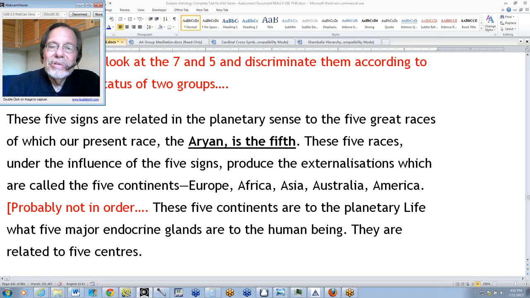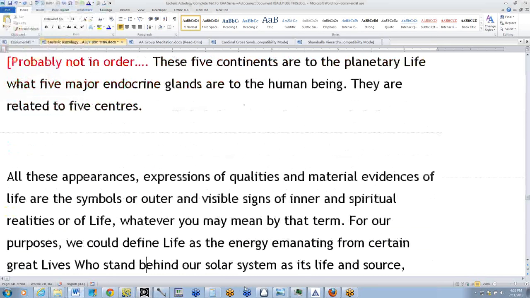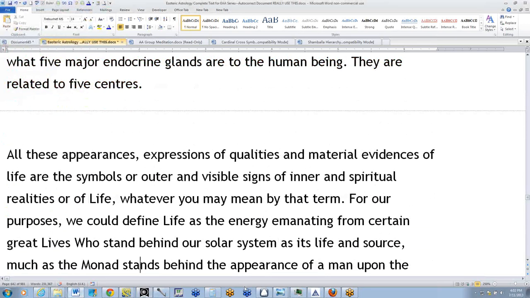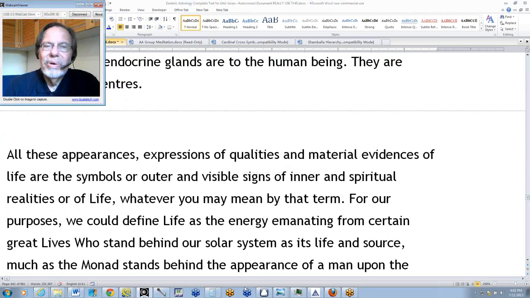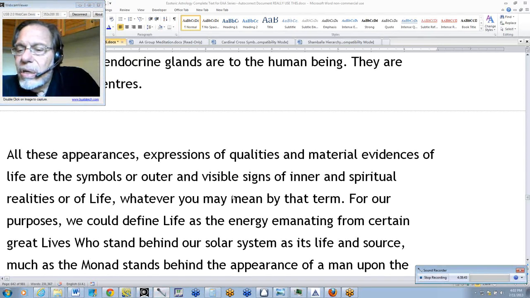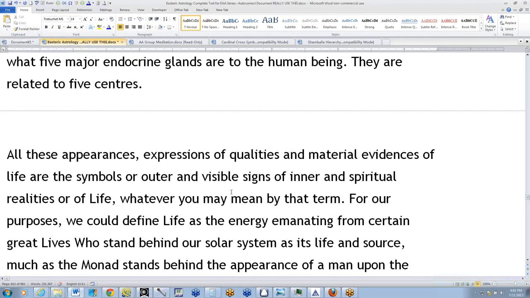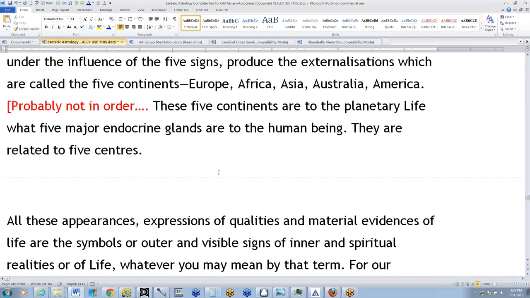I recall some of us esoteric astrologers back in the days of the International Academy of Esoteric Astrology, IAEA, looking at these parts of the book and wondering if we could make any final sense of it. We are invited to correlate, but it doesn't seem that the correlations are all that easy to confirm. All these appearances, a continent is an appearance. It's kind of like a dense endocrine gland. The 5 continents are to the planetary life what the 5 endocrine glands are to the human being.